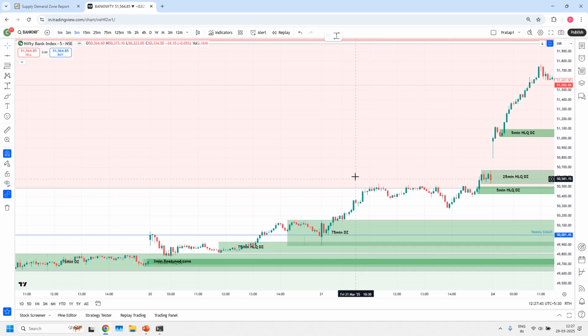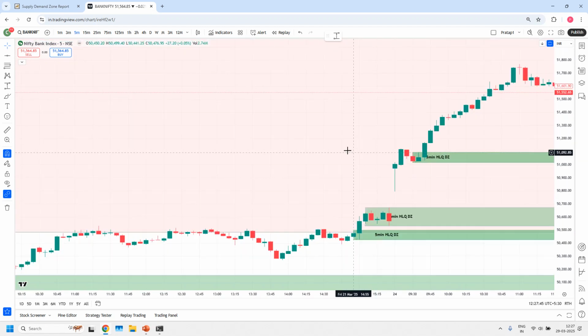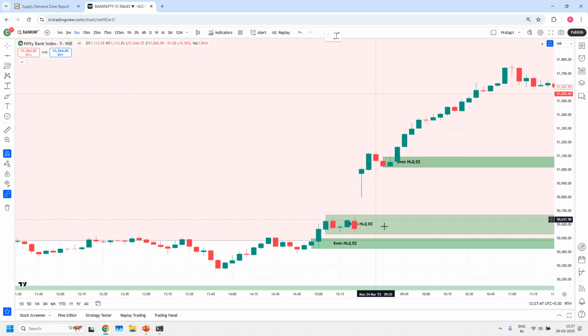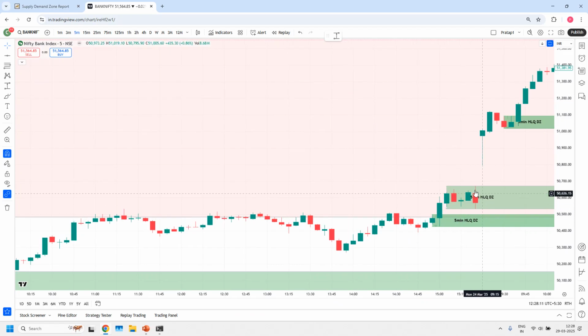So this is the 5 minutes high liquidity zone. Once the 25 minutes high liquidity demand zone is violated, you plan. Because already we decided this zone's structure is not really good. But institutions, see how clever they are. The moment it is violated, they may use this 5 minutes HLQ demand zone as a trap. It is like a bear trap. This 5 minutes high liquidity zone is below the 25 minutes high liquidity demand zone.